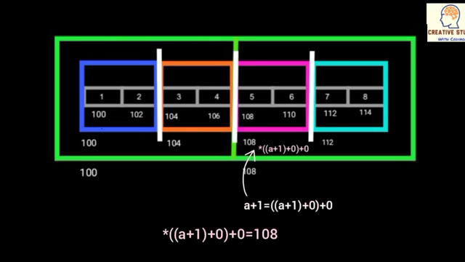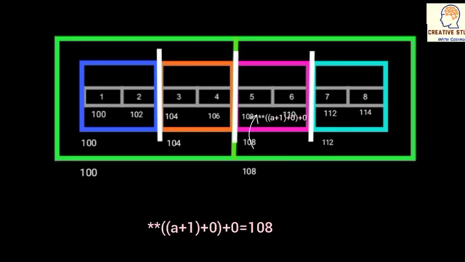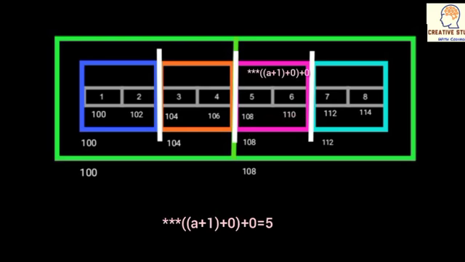So this gives the address of the first 1D array of the second 2D, and this gives the address of the first element of the second 2D array, that is 108. And this gives the value of the first element of the second 1D array, that is 5.